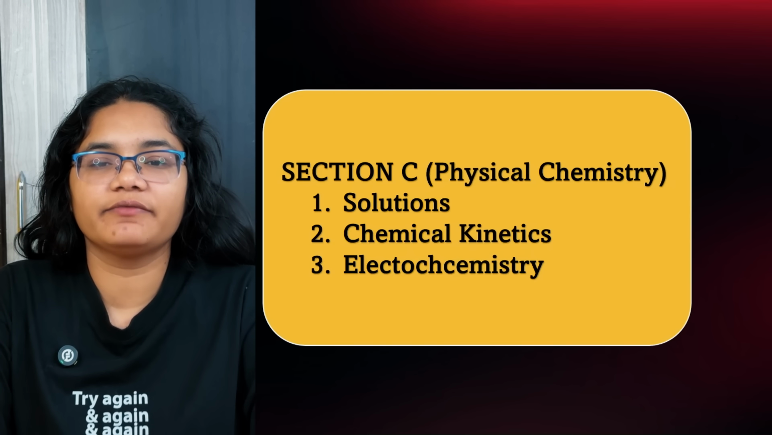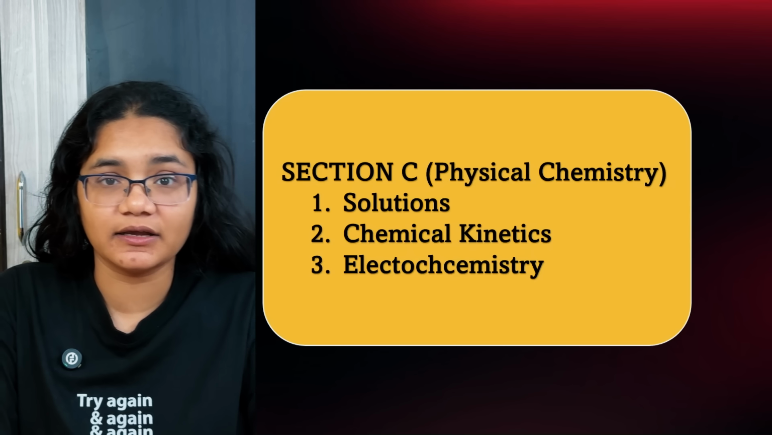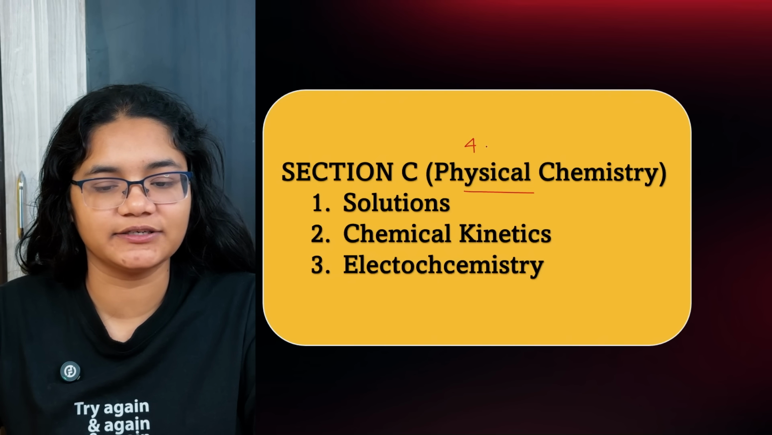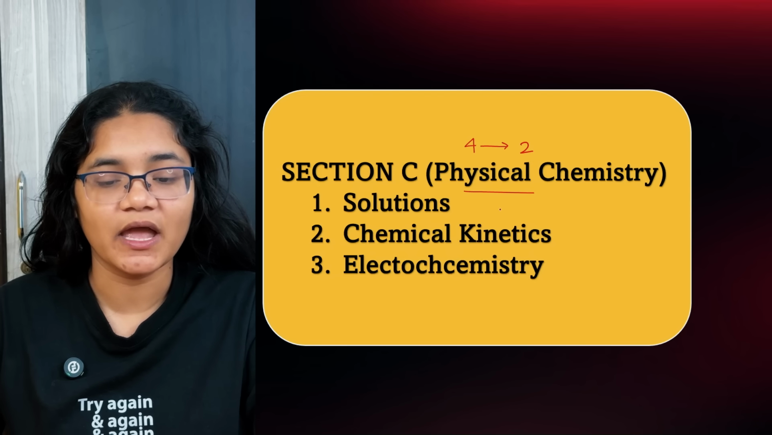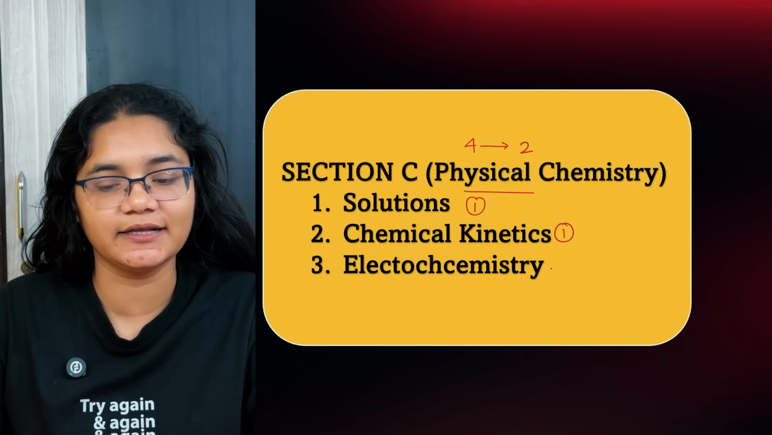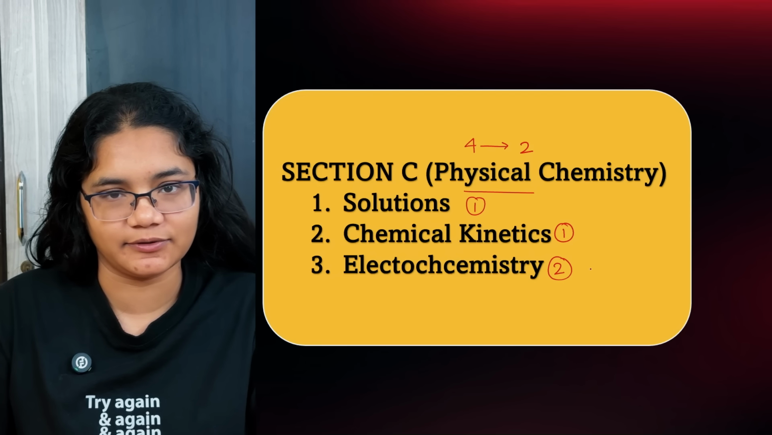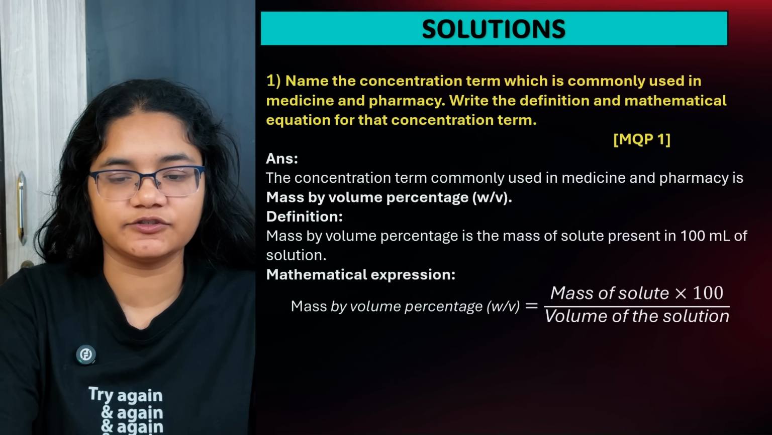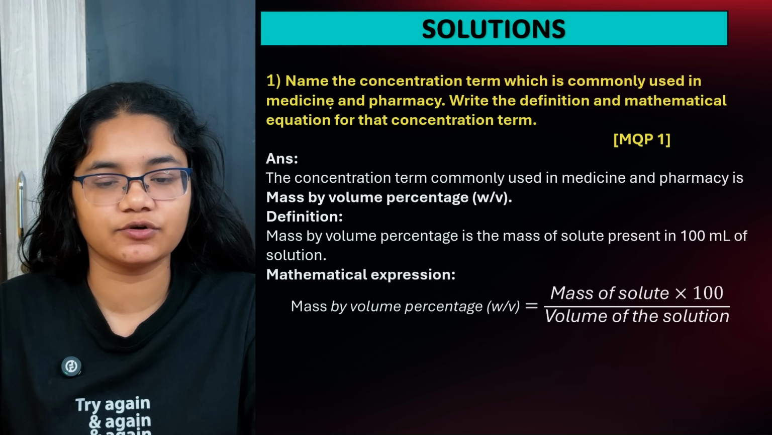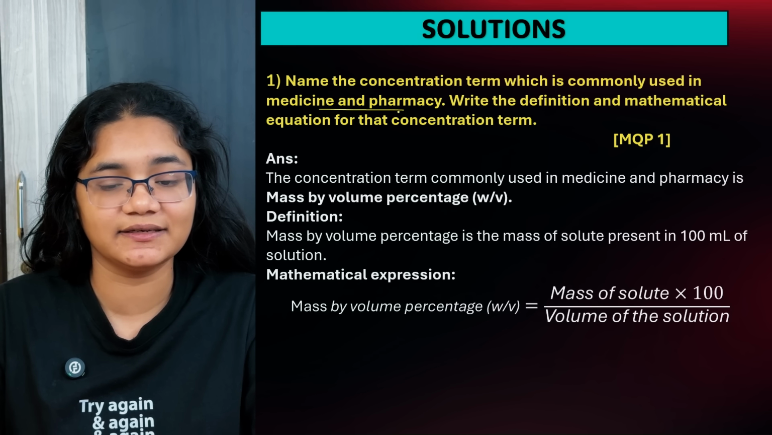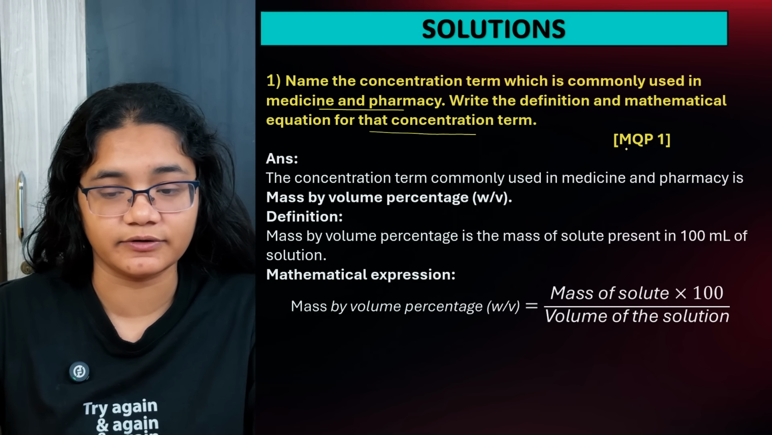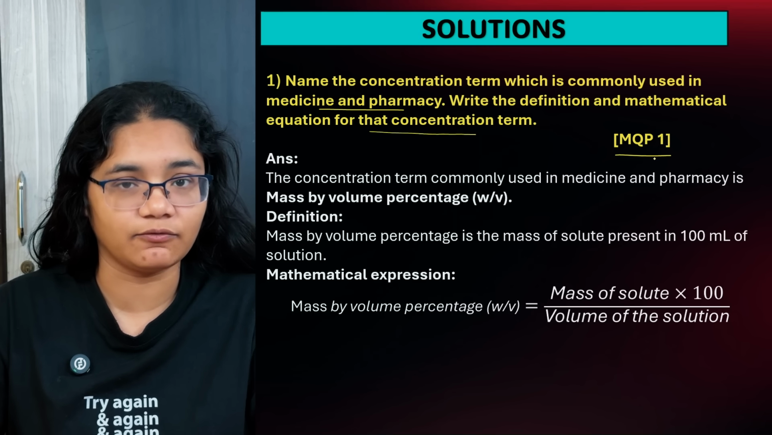Okay, so students, now we will be discussing the section C 3 marker questions from physical chemistry. Here, in total there will be 4 questions, out of which you have to attempt any 2. The questions are distributed as follows: 1 question will be from solutions, 1 question will be from kinetics, and 2 questions will be from electrochemistry. So let's get started with the first question of solutions, 3 marker section. Name the concentration term which is commonly used in medicine and pharmacy. Write the definition and the mathematical equation for that concentration term. It was asked in model question paper 1 of this year.